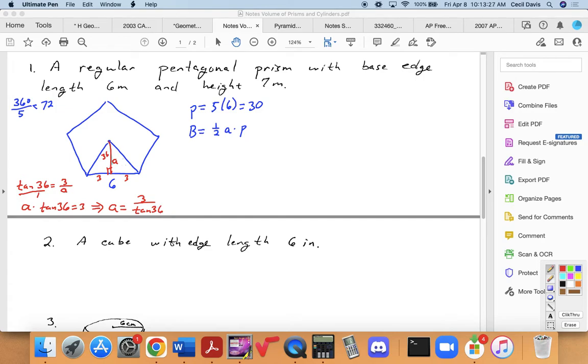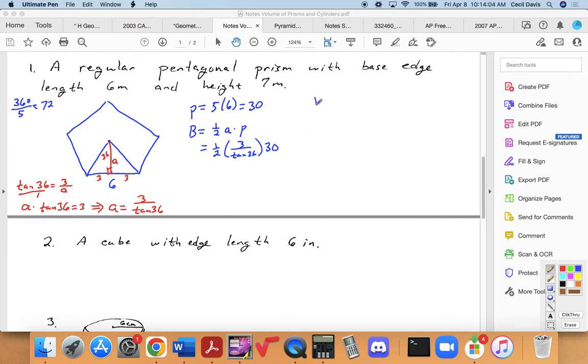Do not put that into the calculator at this point. Some of you did that on the test and you rounded it off and then you used it and your answer was wrong. Not terribly wrong, but a little bit wrong. Okay, don't round in the middle of a problem. So going back to our formula, this would be 1/2 of the apothem, which is 3 over the tangent of 36, times the perimeter, which is 30. I'm still not going to put that in my calculator because that's not my final answer.